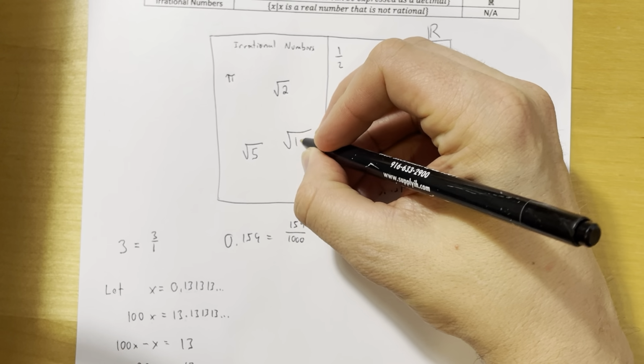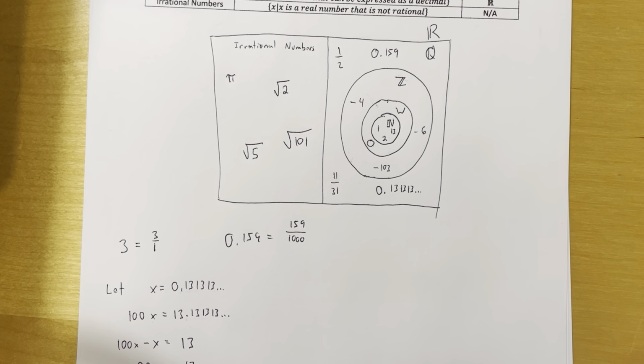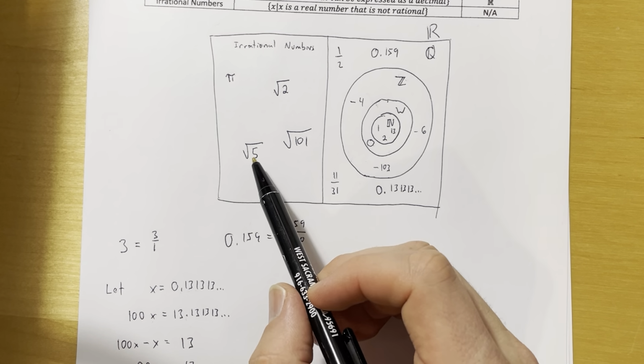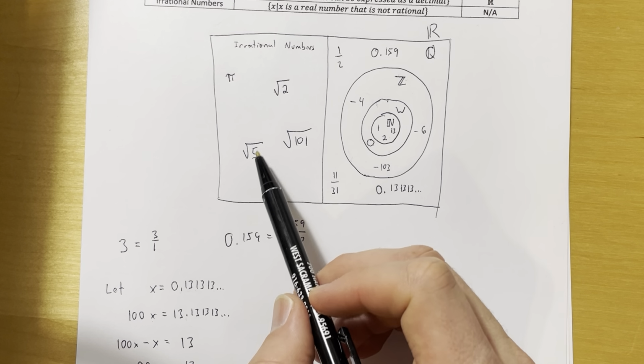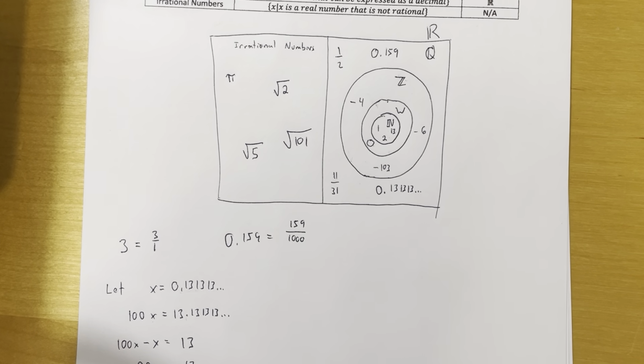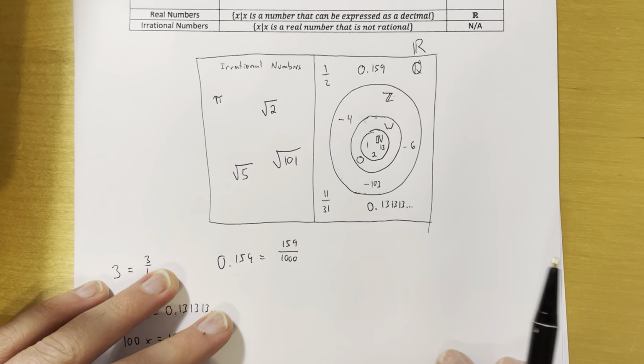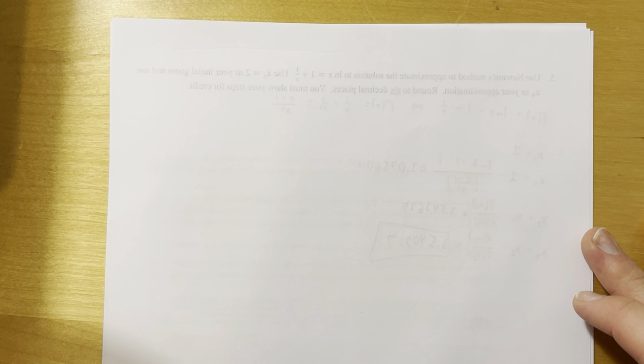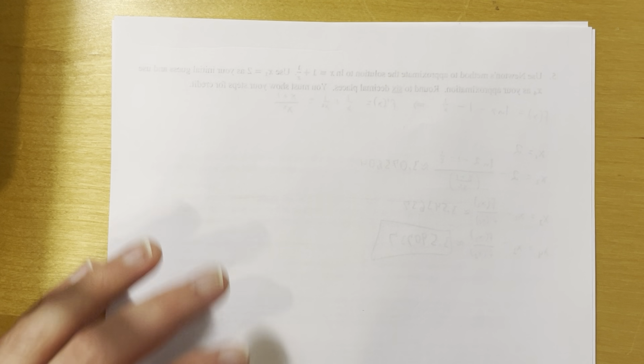The square root of 101, for example. So most of our examples of irrational numbers that are accessible to us at this level are going to be of the form of some square root where the number inside is not a perfect square. Okay? All right. So let's get into a little bit more here.